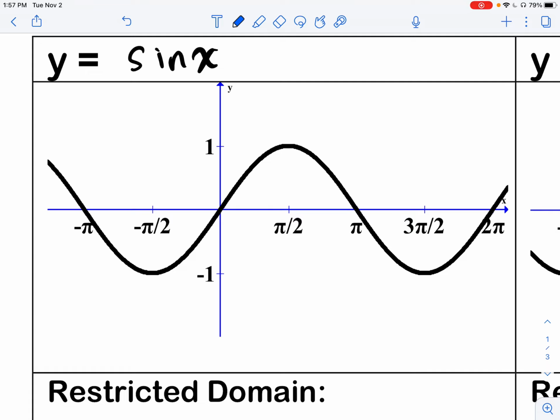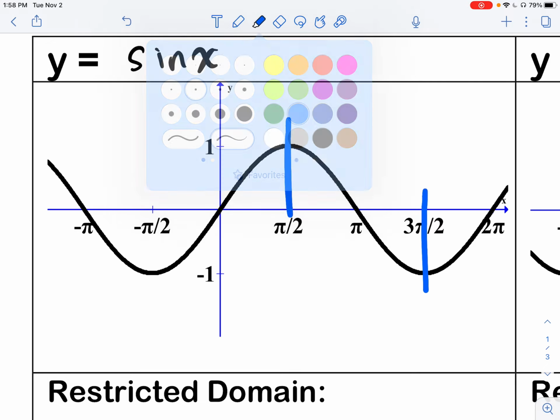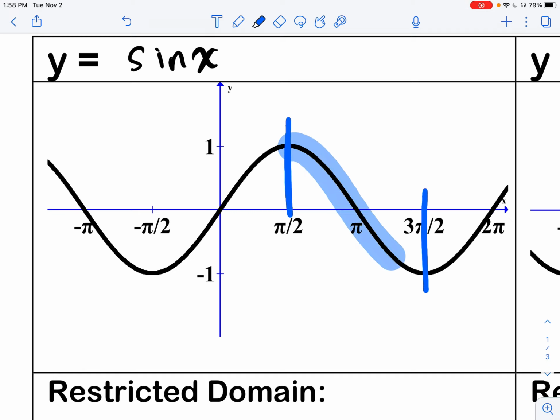We could restrict the domain from pi over 2 to 3 pi over 2. That is to say, we could restrict the domain here and here so that this function's domain is now restricted, and now this function in this restricted domain is indeed 1 to 1. And you could go from 3 pi over 2 to 5 pi over 2 and so on and so forth. There's many places where we could do this.